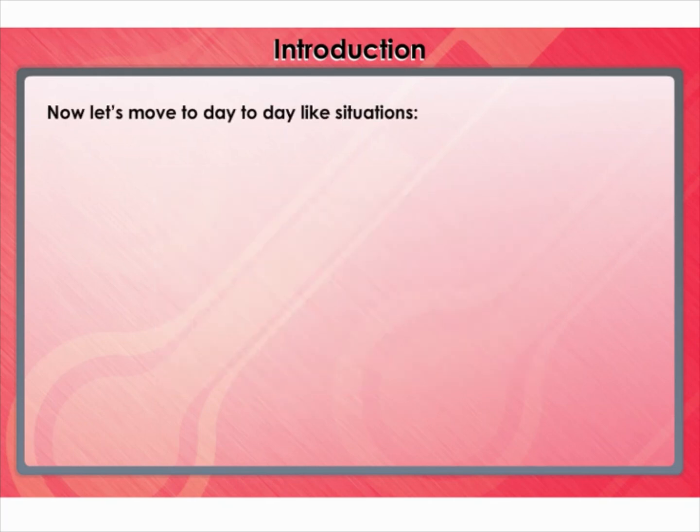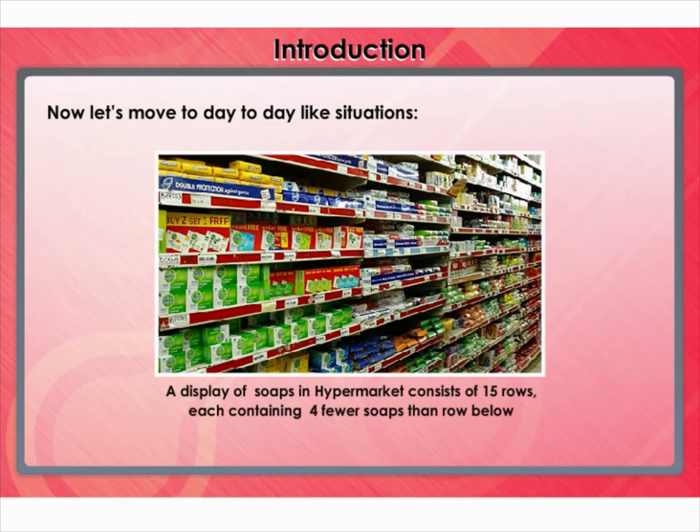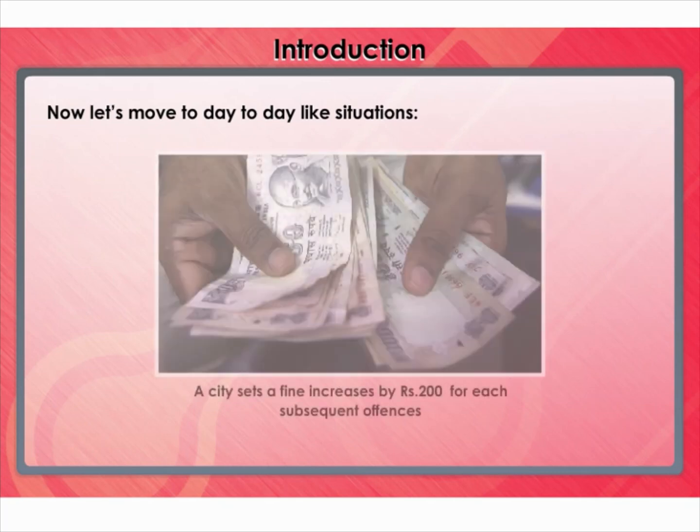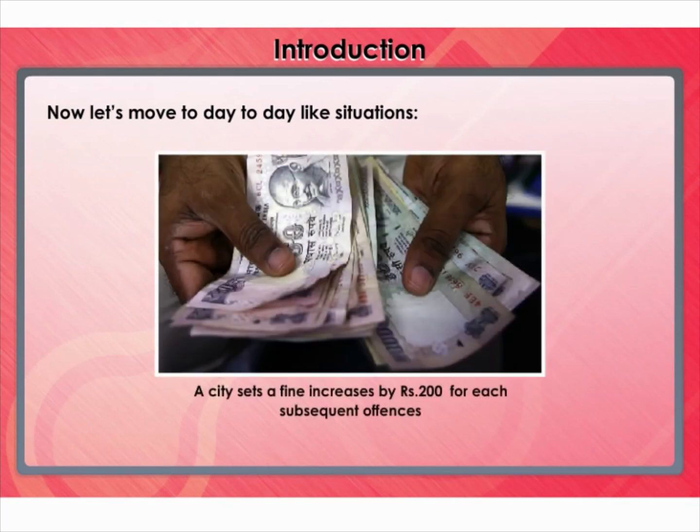Now let's move to day-to-day life situations. Situation 1. A display of soaps in a hypermarket consists of 15 rows, each containing 4 fewer soaps than the row below. Situation 2. Ravi has a salary of Rs 6,000 and an annual increment of Rs 700. Situation 3. A city sets a fine of Rs 500 for driving without a helmet. This fine increases by Rs 200 for each subsequent offence.